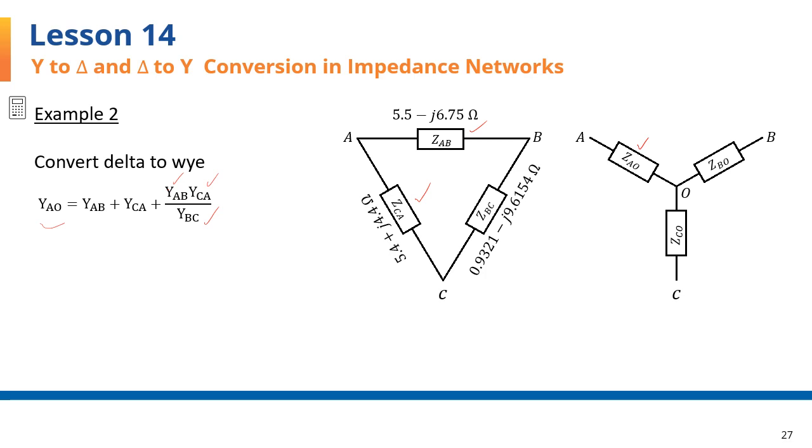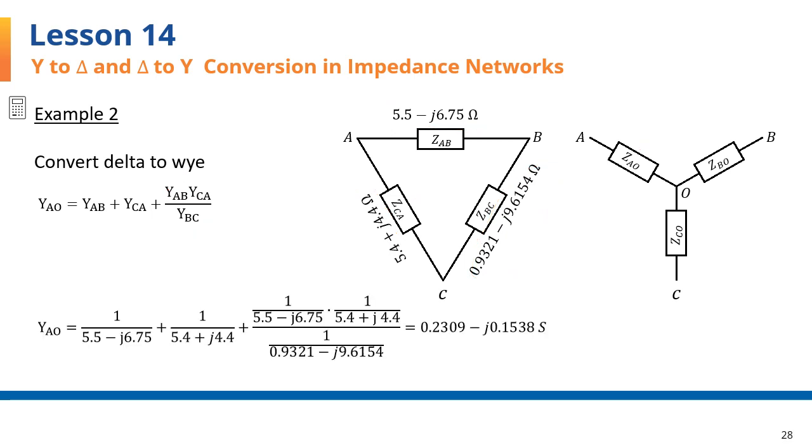Instead of converting each of the delta impedances into their equivalent admittances, I'll simply substitute in the equation the inverse of each impedance. In other words, for YAB, I'll put 1 over this value. For YCA, 1 over this value. And for YBC, I'll use 1 over this value. And you see those inserted in this equation and shown right here.